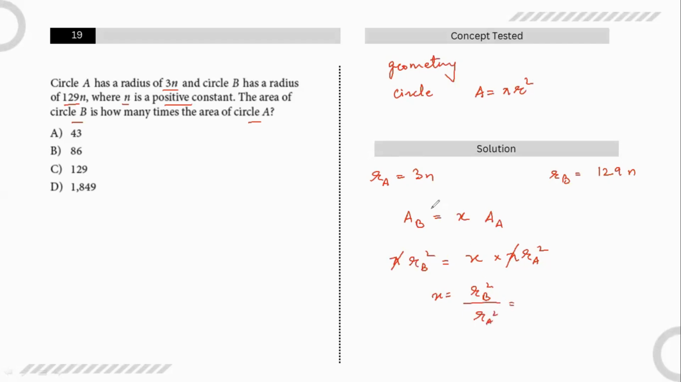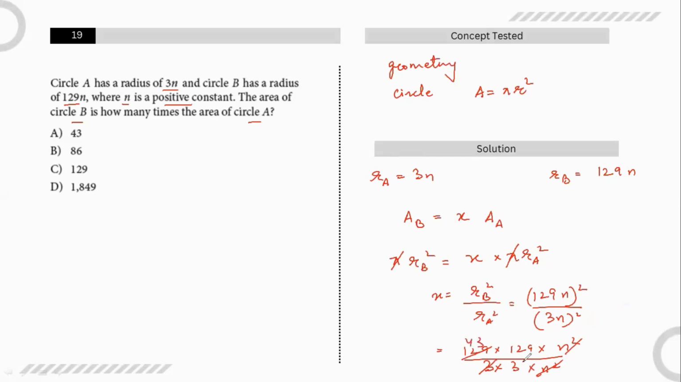And what is r_B? r_B is 129n and r_A is 3n. So let me write here 129n whole square divided by 3n whole square. That can be written as 129 times 129 upon 3 times 3, and n square will get cancelled out.